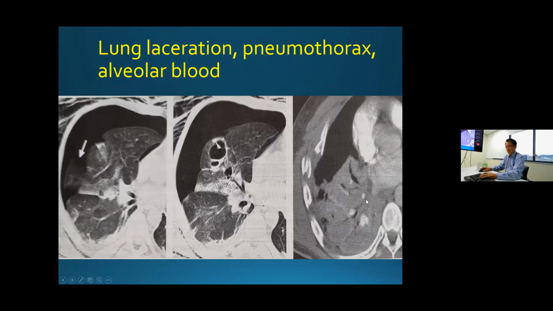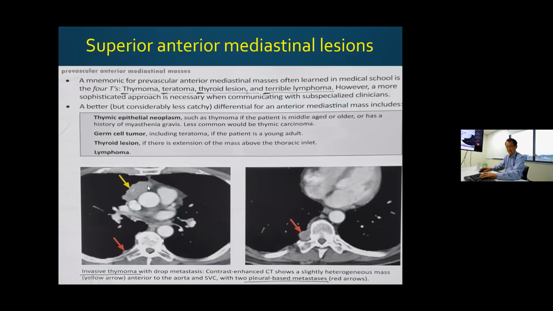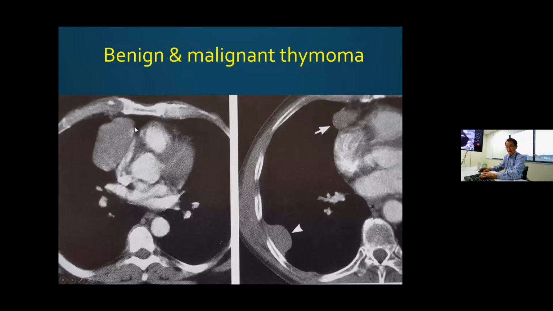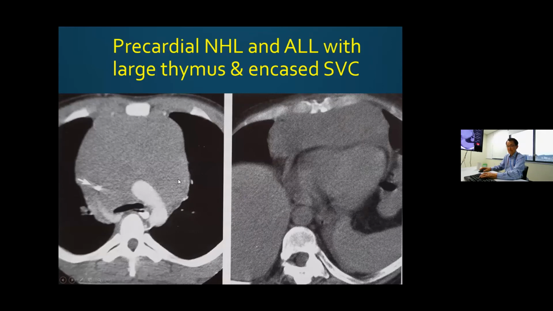So for the anterior mediastinum, usually the T's: thymoma, thyroid remnant going down, or lymphoma, and germ cell tumor rarely. For a thymus tumor, you have to think about thymus, thyroid, or lymphoma; those are the anterior mediastinum. Thymoma is benign in shape, but malignant is irregular. This anterior mediastinal mass is lymphoma.